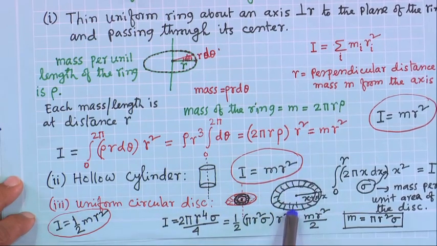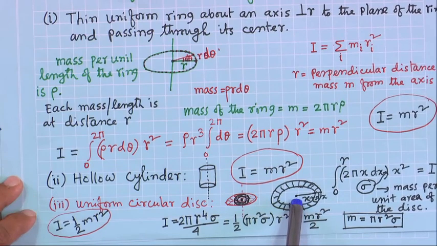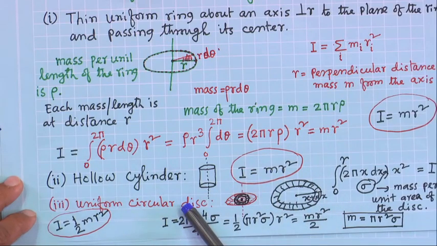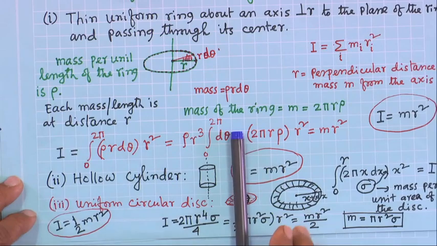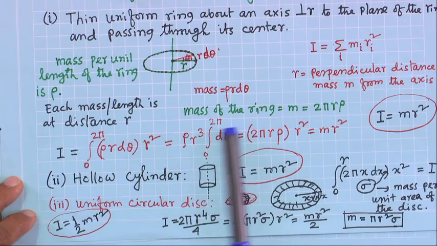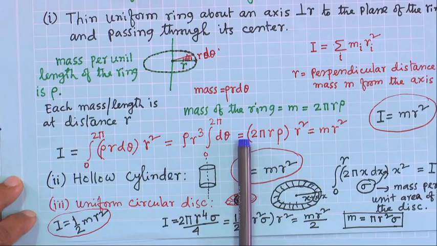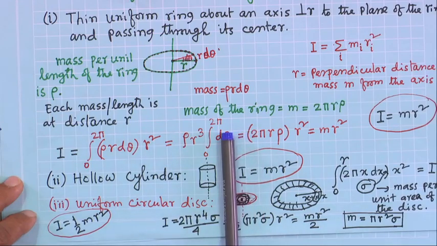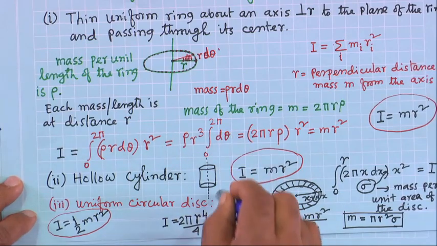about the axis passing through the center of the ring and perpendicular to the plane of this ring. You can also find the moment of inertia of this disk about different axes of rotation, for example if the axis is on the plane of the disk. What will be the moment of inertia then? The axis is on the plane of the disk but at some distance from the center, or it is perpendicular to the disk but not passing through the center, it is passing through another point.